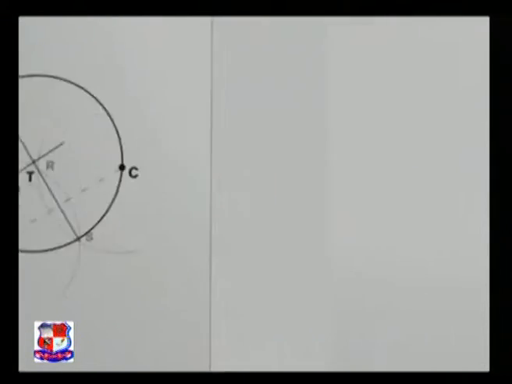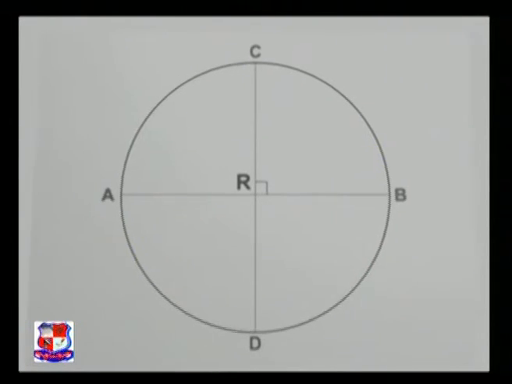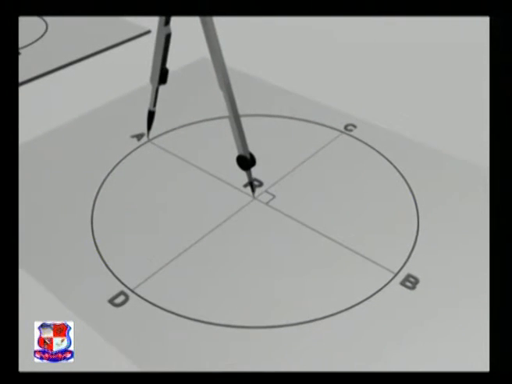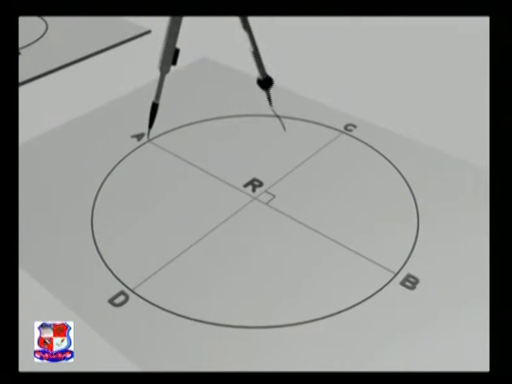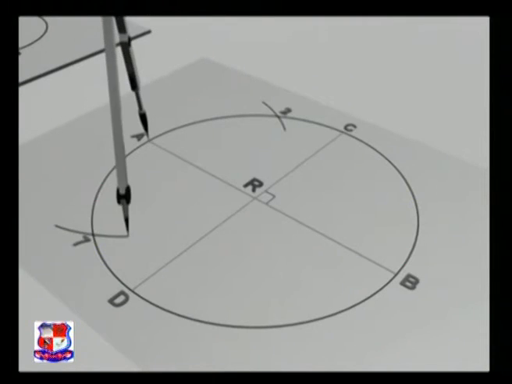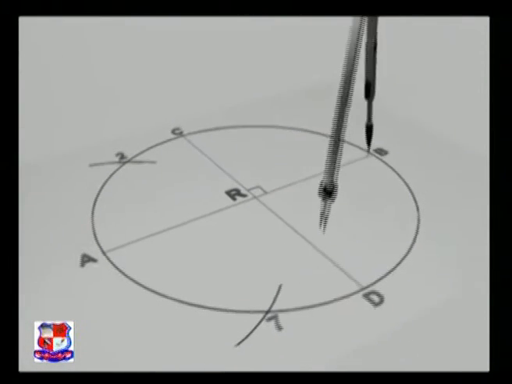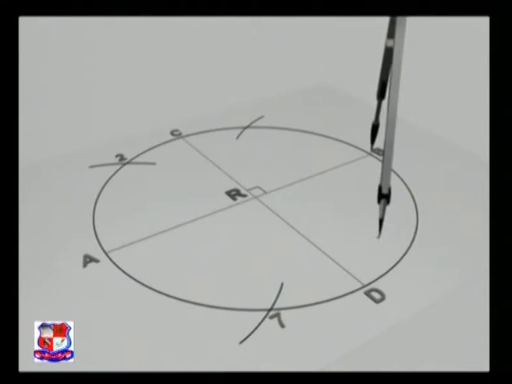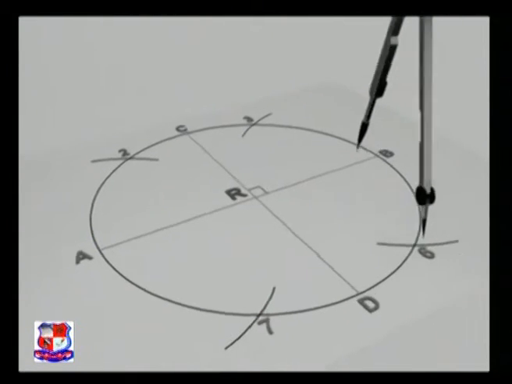So let's move on to divide a circle of radius R into 12 equal parts. First, draw two diagonals AB and CD at right angles to each other. With A as center and radius equal to R, draw arcs cutting the circle at 2 points 2 and 7. Similarly, with B as center, draw arcs cutting the circle at points 3 and 6.